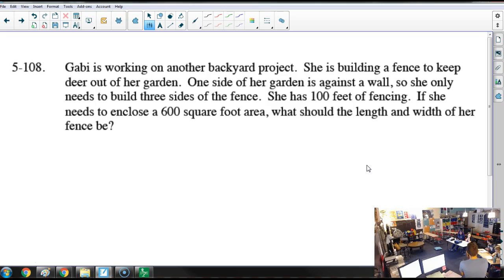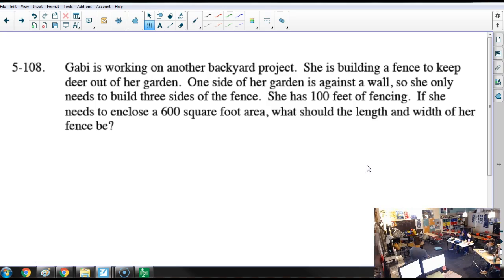So Gabby is fed up with these deer. They keep eating her tomatoes. So she decides she's going to build a wall, a fence, a barrier. So one side of her garden is against the wall. She has 100 feet of fencing.